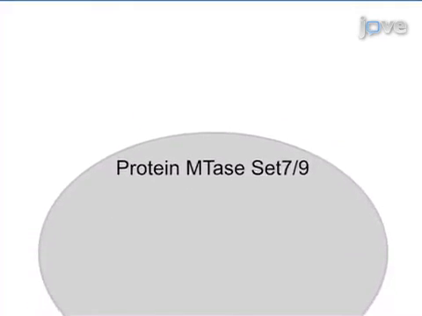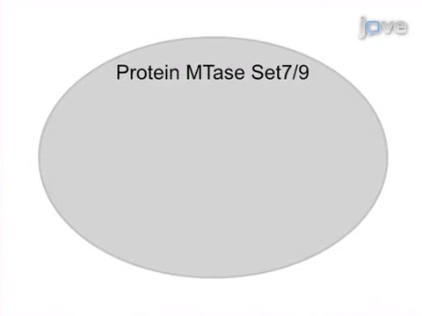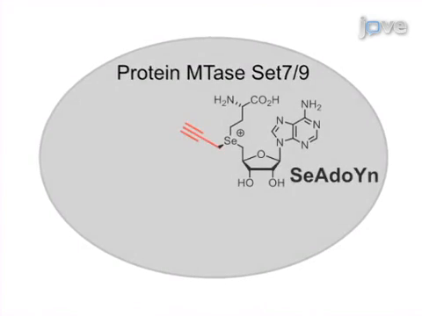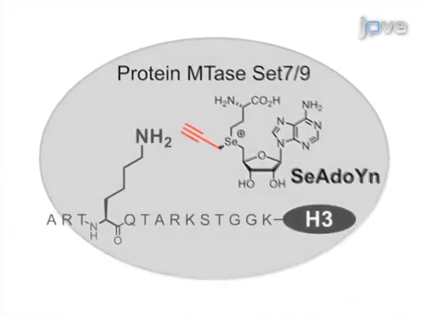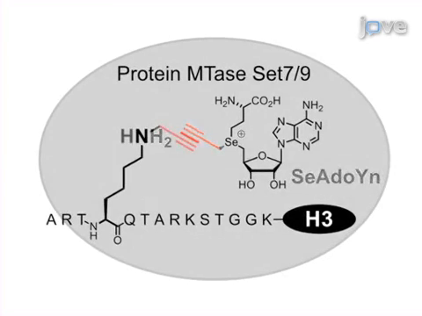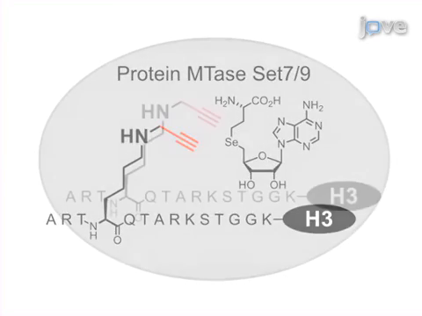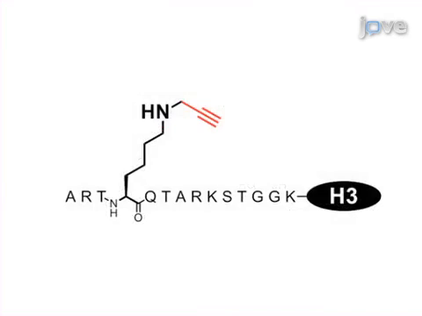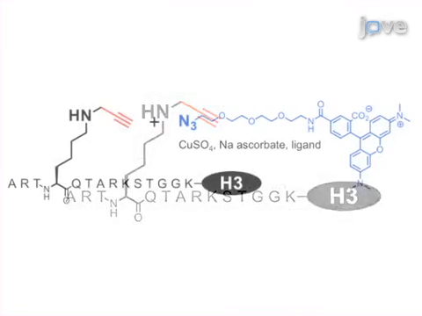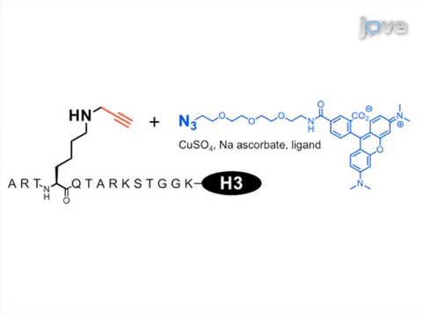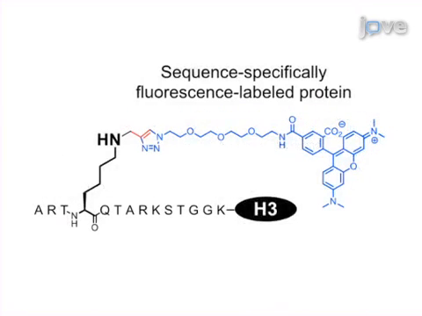Methyltransferase-directed transfer of activated groups is used to label protein, and is demonstrated using the methyltransferase Set7/9, which transfers a propargyl group from SeAdoYn to lysine 4 of histone H3. The alkynylated lysine residue is chemically labeled by an azide-modified fluorophore using copper-catalyzed click chemistry, thus leading to specifically labeled protein.